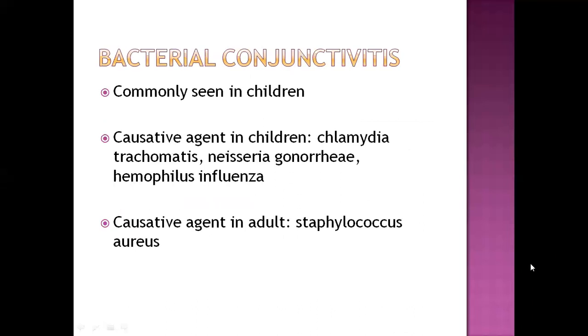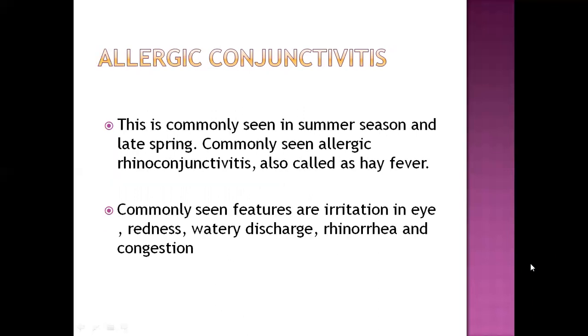Bacterial conjunctivitis is commonly seen in children. Causative agents can be Chlamydia trachomatis, Neisseria gonorrhoeae, and Haemophilus influenzae. Causative agent in adults can be Staphylococcus aureus. Specifically in children, Chlamydia, Neisseria, and Haemophilus can be the cause, whereas in adults, Staphylococcus can be the cause. Allergic conjunctivitis is commonly seen in summer season and late spring season. It is also called rhinoconjunctivitis, which is hay fever. Features seen in allergic conjunctivitis are irritation in the eye, redness, watery discharge, rhinorrhea, and congestion.